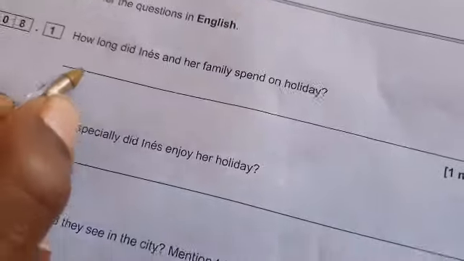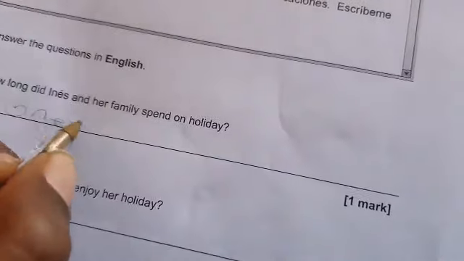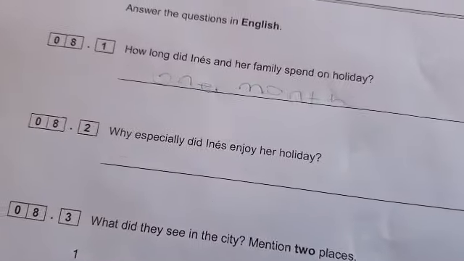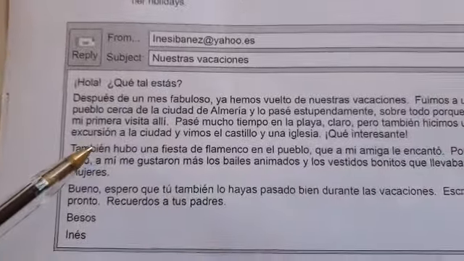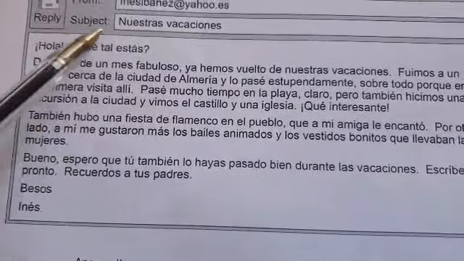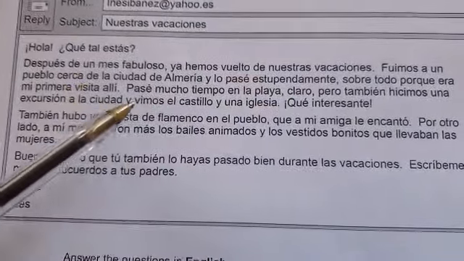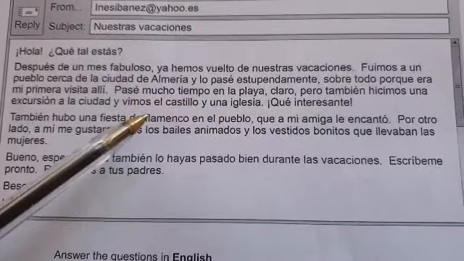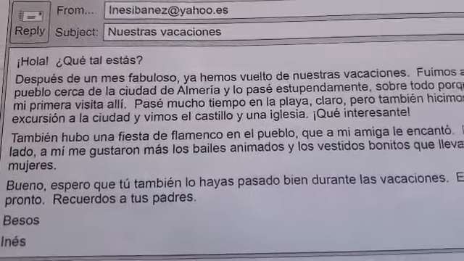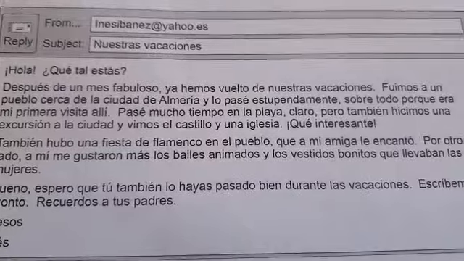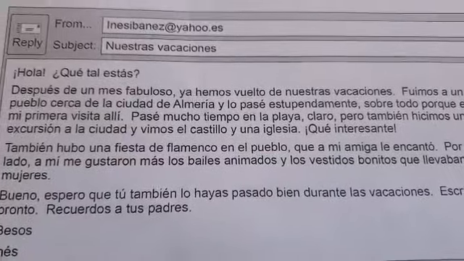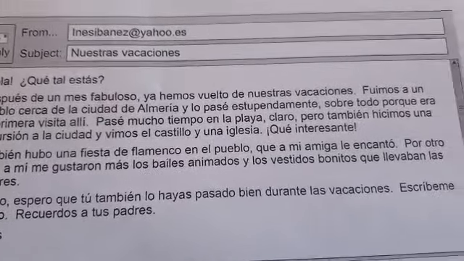You're going to put 1 month. Okay, a month. Why especially did she enjoy her holiday? Okay, look and see if you can find the answer for me. Okay, what does it say? Okay, you see it? Después hemos vuelto. Lo pasé estupendamente. We went to a village close to Almeria, and I had a fantastic time.